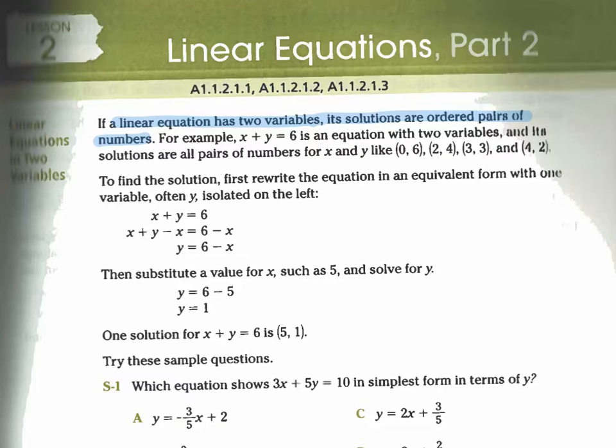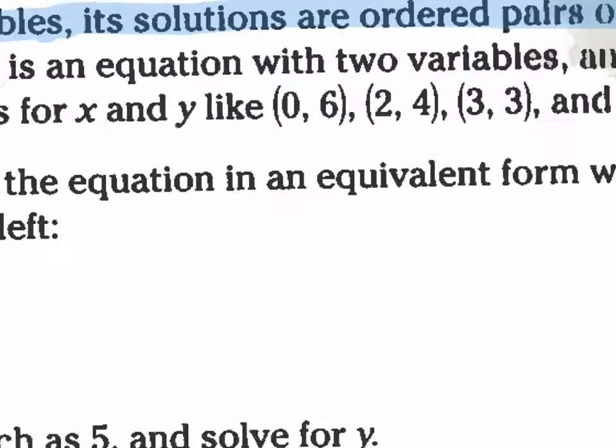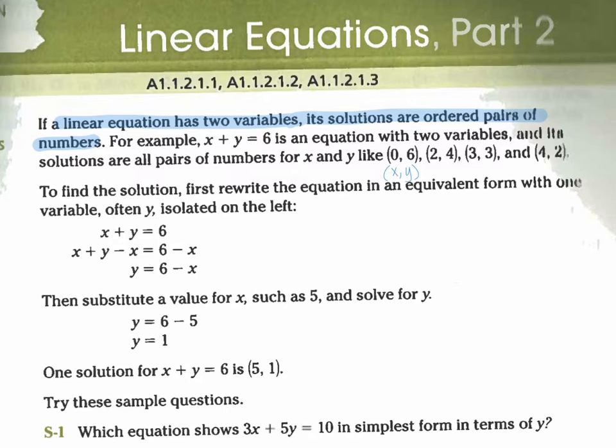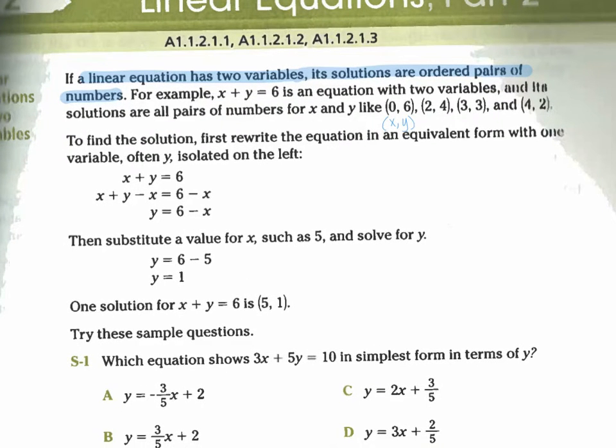So if we have an example like x plus y equals 6, the answers are ordered pairs. And remember, when we have ordered pairs, the first number is x, and the second number is y. So to find solutions, we have to find values for x and y that make the equation true.